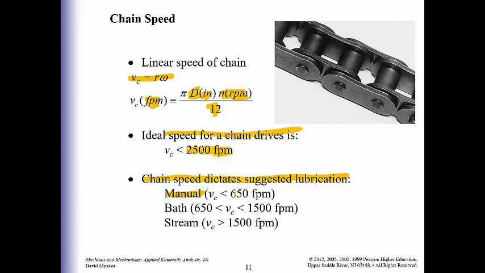So manual is less than 650 feet per minute. A bath, where you can imagine that the chain goes in and out of a bath as it's being used, is between 650 and 1,500 feet per minute. And then a stream, where it's essentially like a shower of lubrication hitting the chain all the time, would be greater than 1,500 feet per minute.